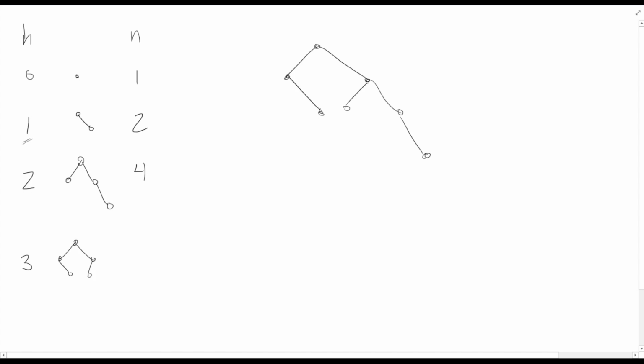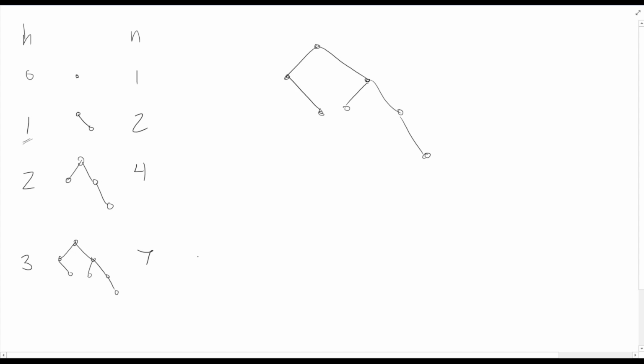Now there are other AVL trees. I could flip this over to the other side, or swap the left and right child here. These would all still be legal ones. They would be different trees, but they would still have the same number of nodes. And how many? We got 4, 7, looks like.